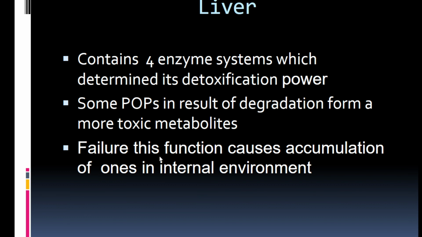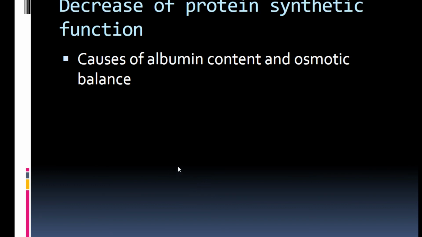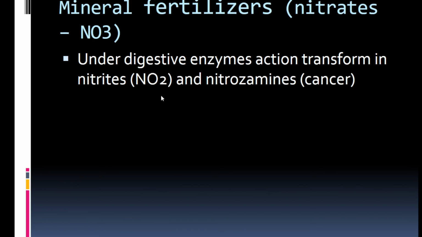And failure of this function causes accumulation of toxins in the internal environment of our body, of the human body. Another effect, for example, is a decrease of the protein synthetic function of the liver, which causes a decrease of albumin content and osmotic disbalance.